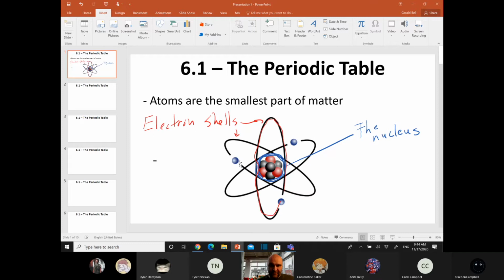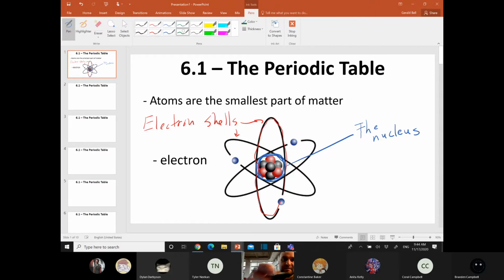So the first one is, we'll say this blue dot right here. That's an electron. Let's label that electron. Here, I'll point to it as well. Okay, so that there is an electron. So this diagram has like 3 electrons in it. And electrons are found in electron shells, and they're just kind of flying around.